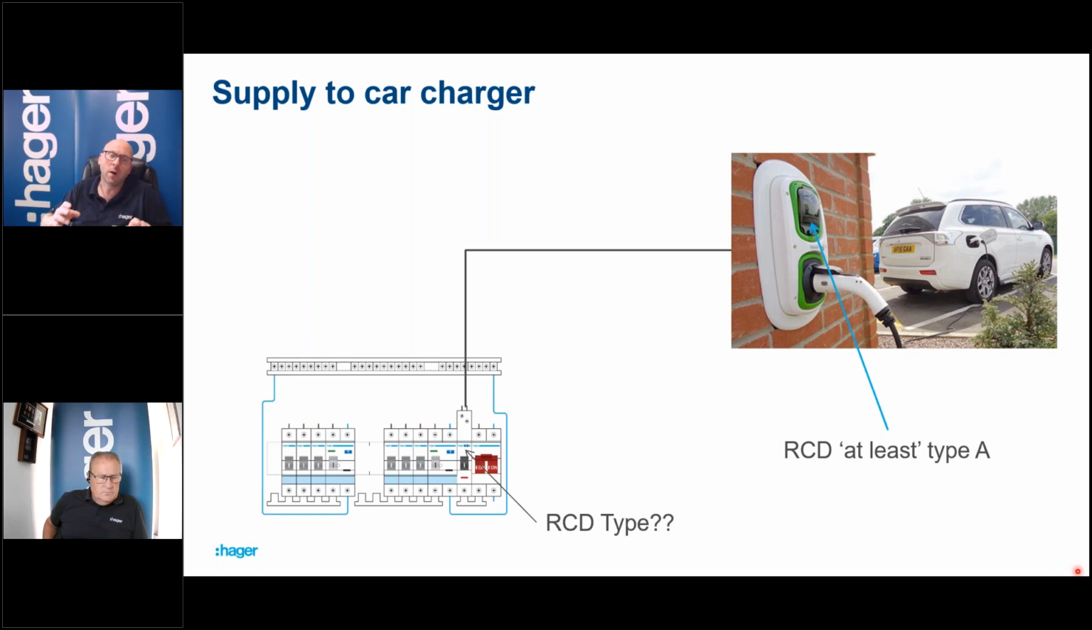So therefore, we would need to at least match the types. We'd have to have a type A feeding a type A. But there's so many considerations, and if you're doing electric vehicle charging, you really do need to understand all of this, because it can be quite expensive if you're putting in a type B device for a particular application and you're in series with another RCD that would also have to be a type B device.